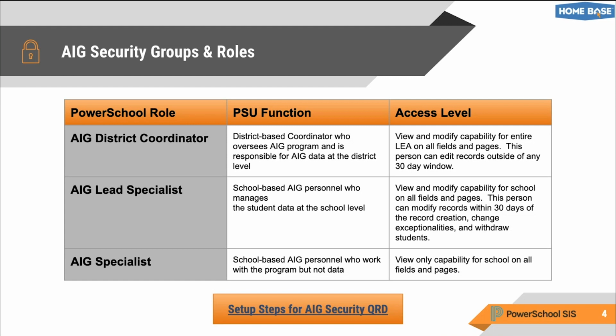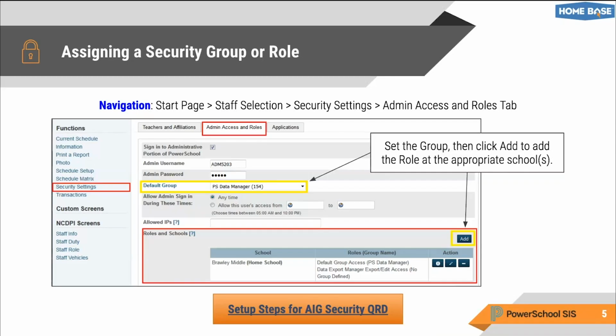So on the next slide, we're going to show you how to assign the role within your district to someone who, for this slide, is a PS data manager. They might need the AIG district coordinator or AIG lead specialist or AIG specialist role, but they still need to be a PS data manager. And we go more into depth on that in the QRD.